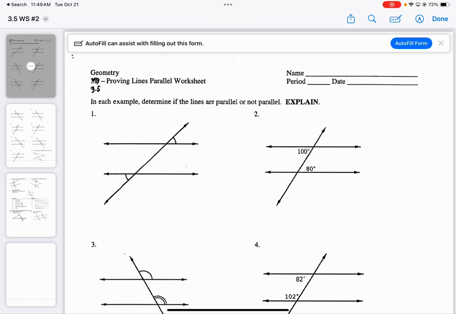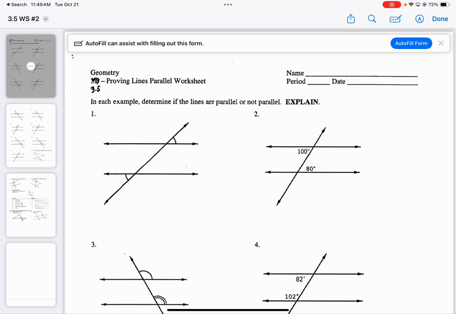This one you can do, because if you extend these lines, the transversal, this angle is congruent to that angle, those are alternate interior. For this one, you just say that you don't have enough information, because I don't know anything about that line at all.